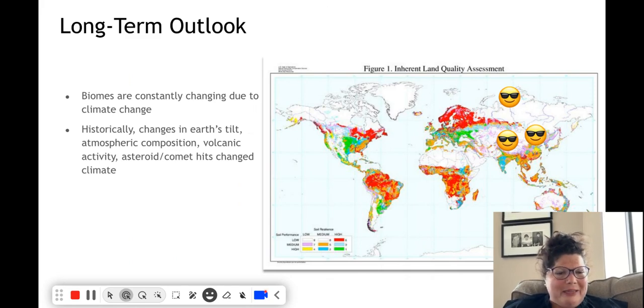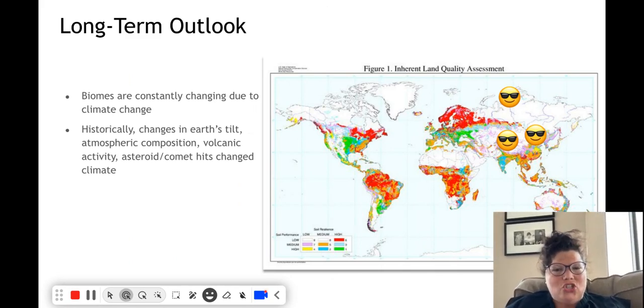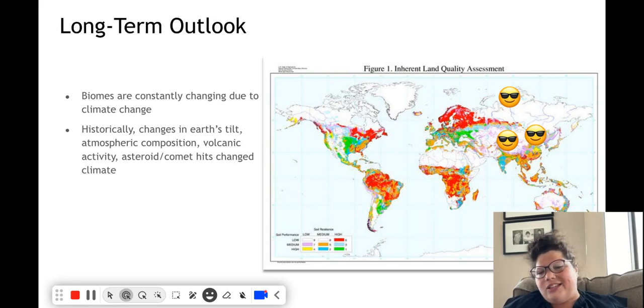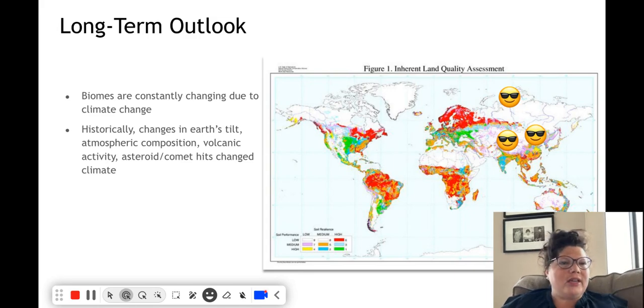Long-term outlook, just something to keep in mind real fast. These biomes are constantly changing because of climate change. This could be due to changes in the tilt of the Earth. It could be due to volcanic activity, asteroids, comets, like constantly over the history of this Earth. These biomes are constantly changing and will continue to change in the future.